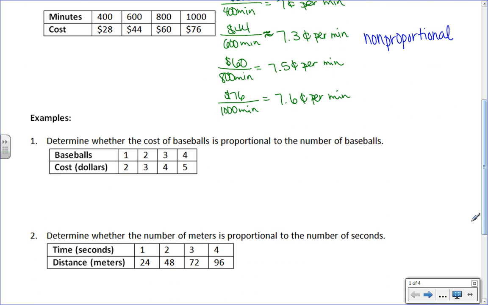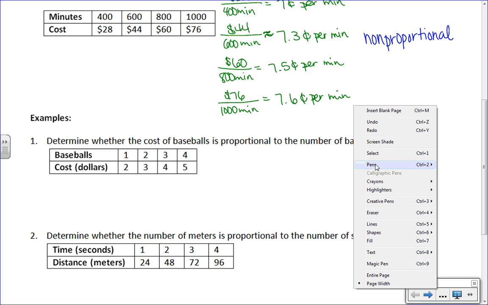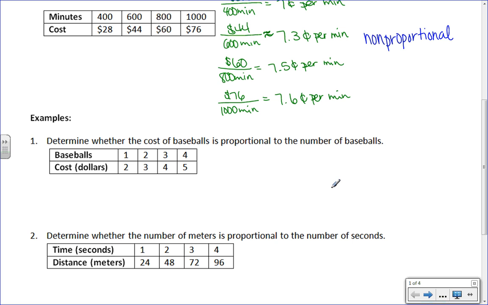Okay, let's go ahead and do the same thing with examples 1 and 2 to determine if these are proportional or not. So determine whether the cost of baseballs is proportional to the number of baseballs. So here we have $2 for one baseball. So $2 for one. Which comes out to $2 per baseball. The second one is $3 for two. So $3 for two. When we divide those, that comes out to $1.50 per baseball.